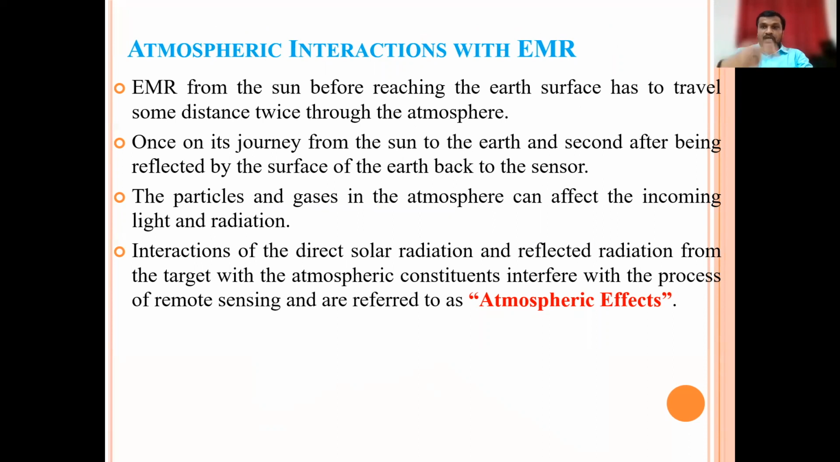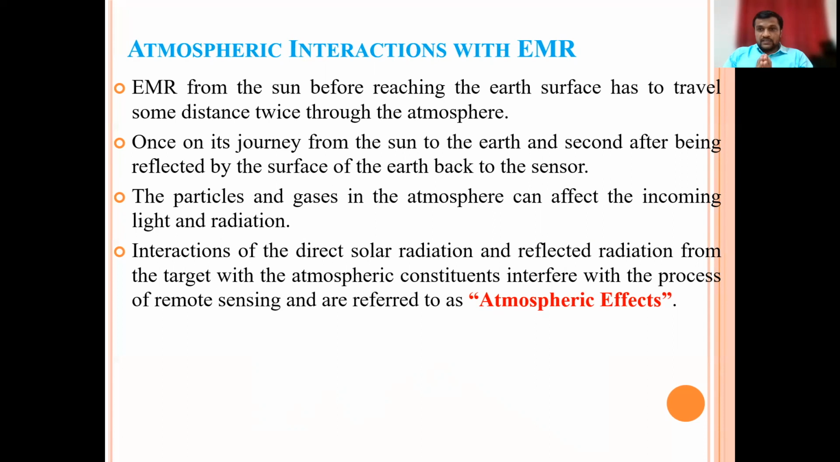So it travels two times through the atmosphere. Once when it is coming from the sun and reaching the earth, and the second time when it interacts with the target and goes back as reflected energy towards the sensor. So the electromagnetic radiation has to travel two times through the atmosphere: once during its journey from the sun to the earth, and a second time when it is reflected by the earth surface features, different targets on the ground, and goes back to the sensor.